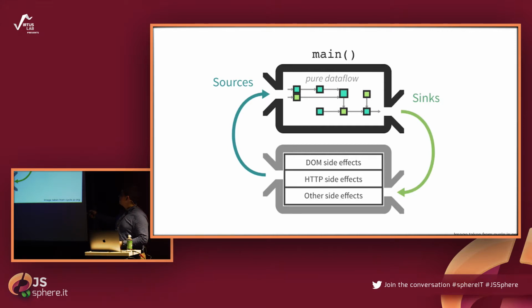So here inside the main function, the main component, we have the pure data flow. Everything that's coming in from the sources is a stream, so you can combine them, work with the data, and then you return those streams back, so they are sinks. You return them back to the outside world, to the DOM, HTTP, or anywhere else, and then the DOM is being updated, the HTTP is, so you're sending new requests and so on.